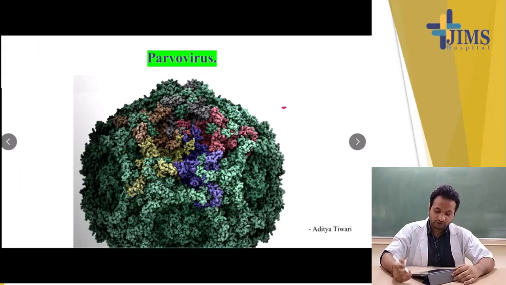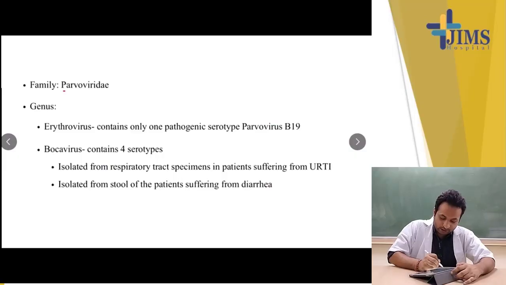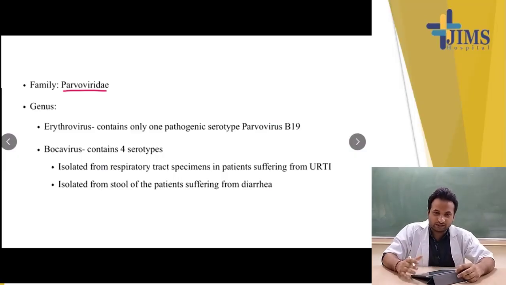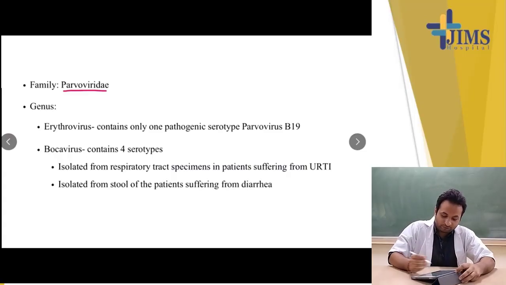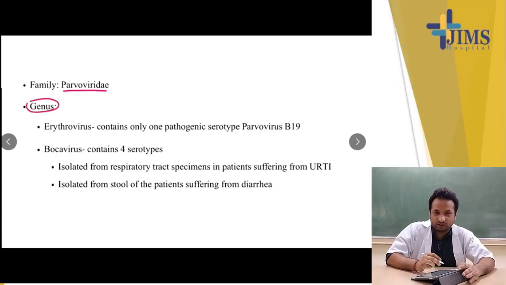So good morning. Today we are going to talk about parvoviruses. So let's first talk about the Parvoviridae family. The Parvoviridae family has many viruses which commonly cause infection in pet animals like dogs and cats. Except there are two genera within the parvovirus family which are known to be associated with human infections. The first one is erythroviruses and the second one is bocavirus.